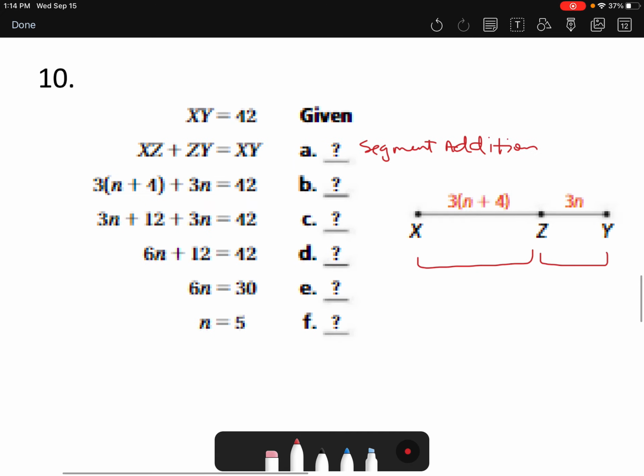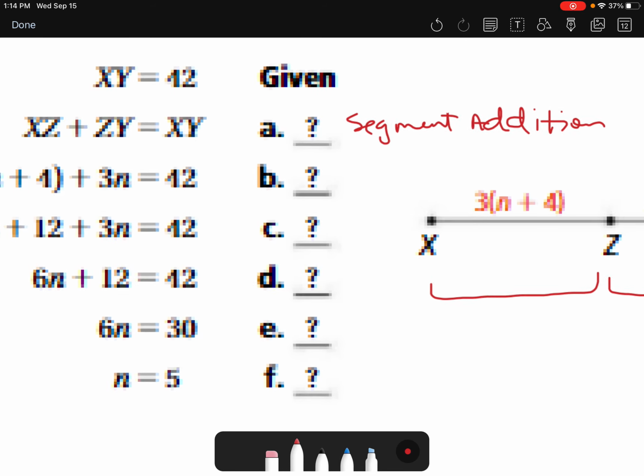Now, going from A to B, you can see that we don't have any more geometry stuff listed in that equation anymore. xz turned into 3 times n plus 4. zy turned into 3n. We swapped out the geometry stuff and put in the algebra stuff. That is substitution right there.